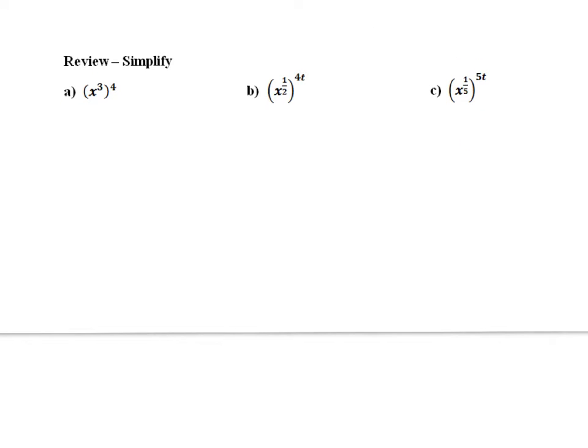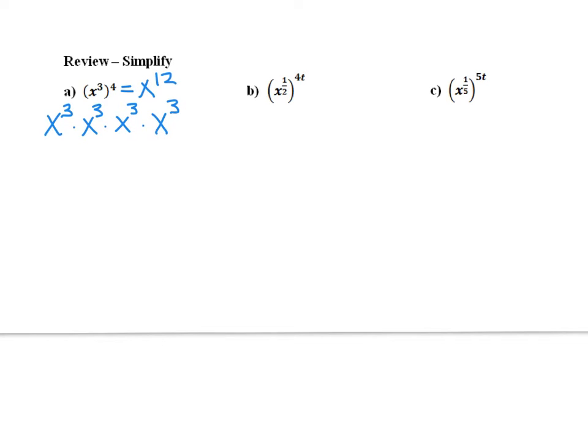Now let's just take a minute to review some of our exponential rules. The one that's important for us today is when we're raising a power to a power. Remember that x to the third to the fourth power really means that I've got x to the third multiplied by itself 4 times. Now, when I'm multiplying, I really add those exponents together. So x to the third times x to the third times x to the third times x to the third really is giving me x to the 12th.